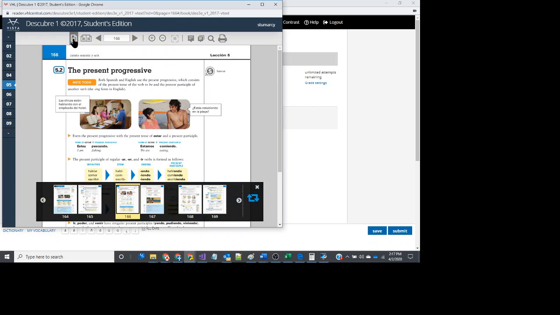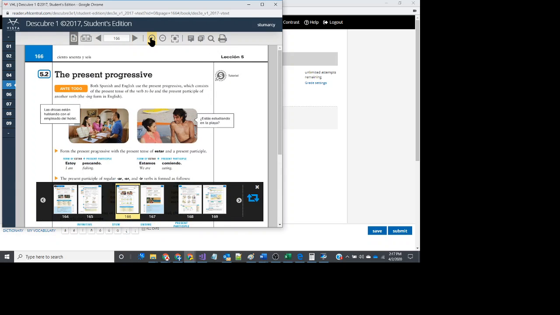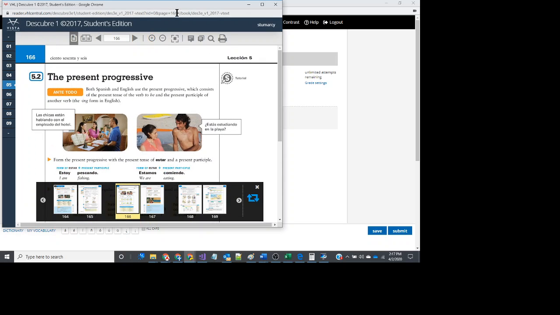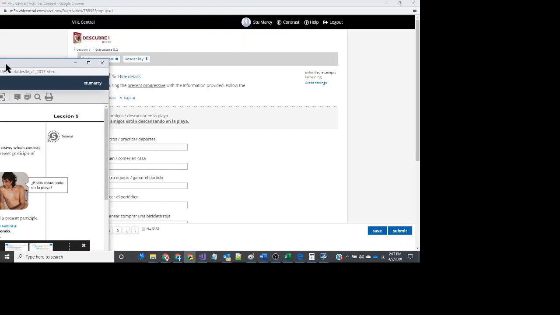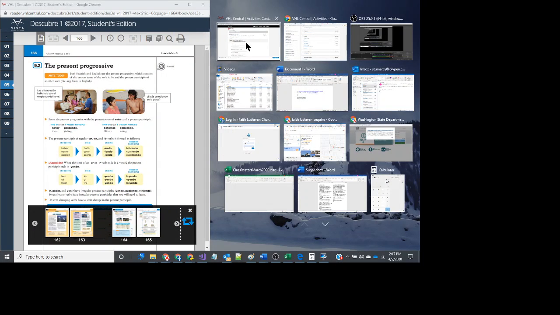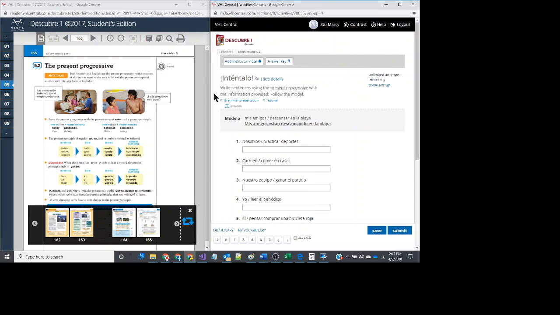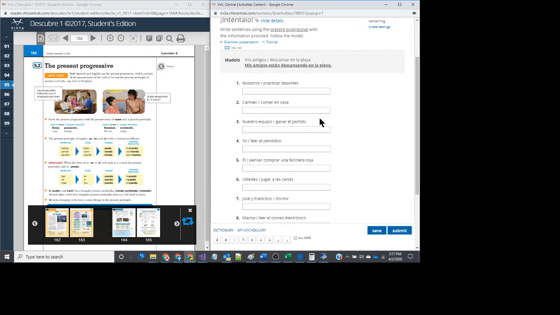I know I'm going to go to one page at a time, and I'm going to zoom in. But I'm going to slam this title bar on the left and have this on my right so that I can see what I'm doing at the same time. It's really helpful. Also, having your cram sheets that I've made for you, very helpful. You can look up words as you go. Okay, so we're supposed to write these sentences using the present progressive.